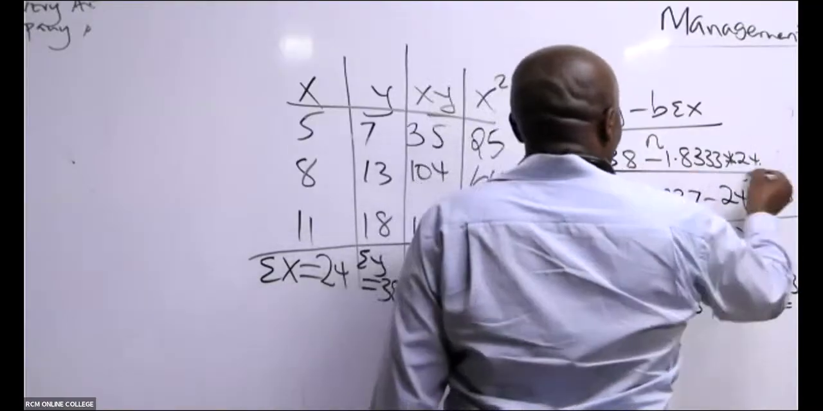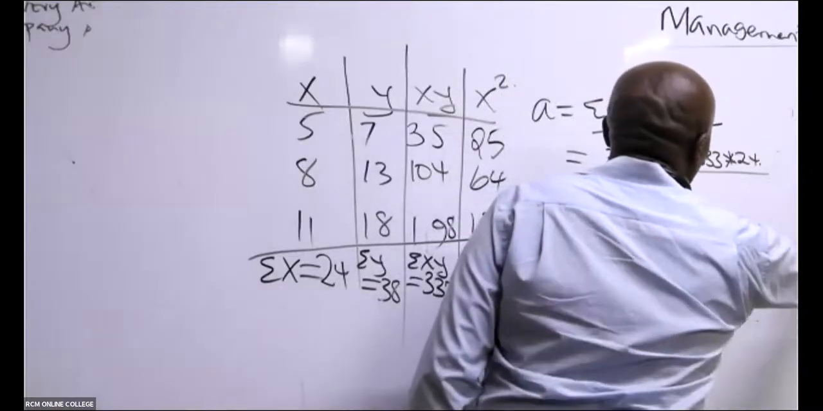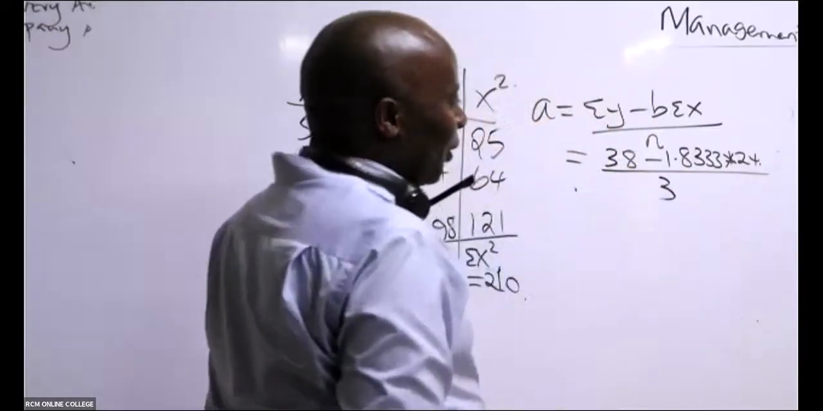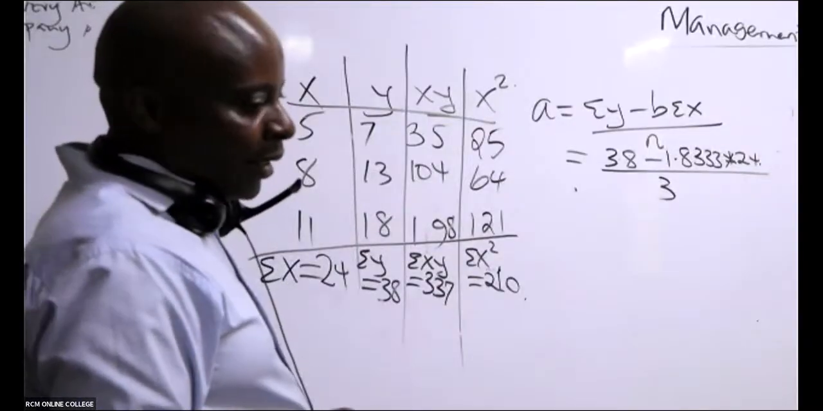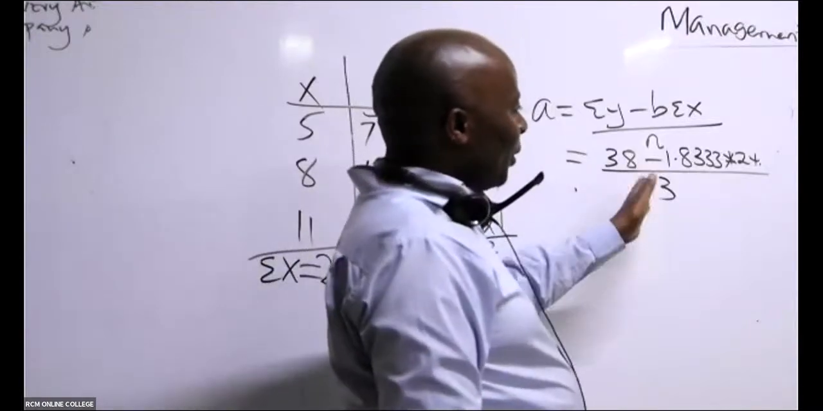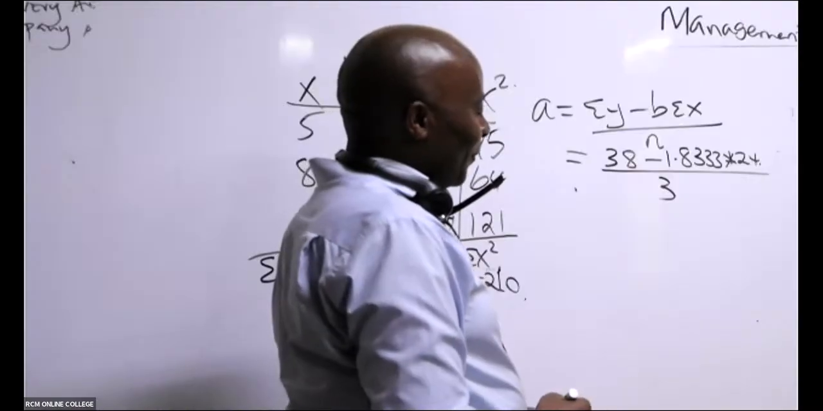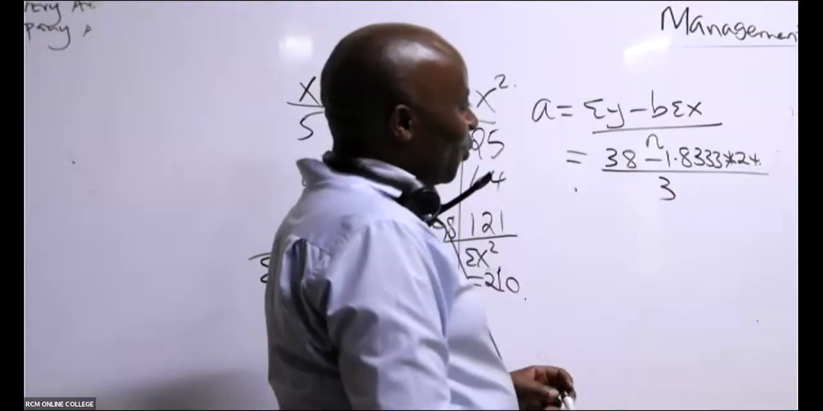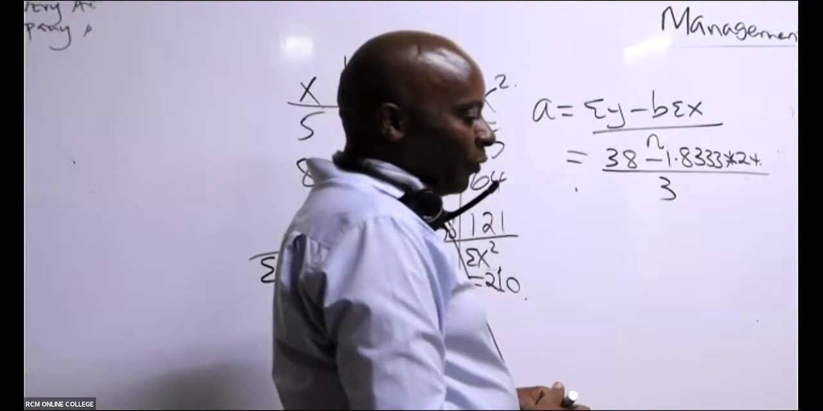And then everything to be divided by who? N, the number of points. And how many points are there? There are 3, isn't it? 3 points. So then can you kindly give me the numerator? 38 minus 1.8333 times 24 will end up giving me what figure?